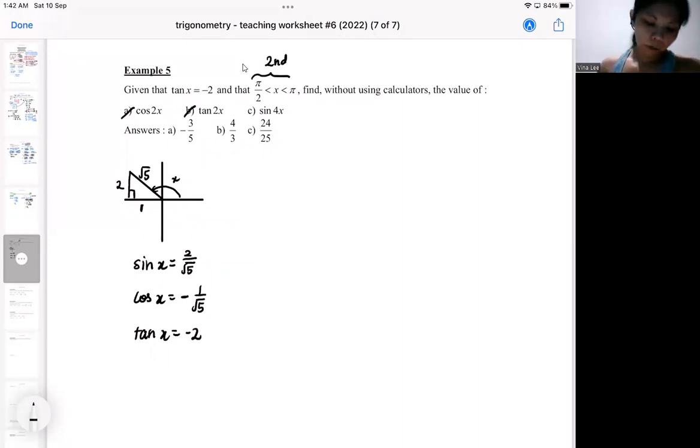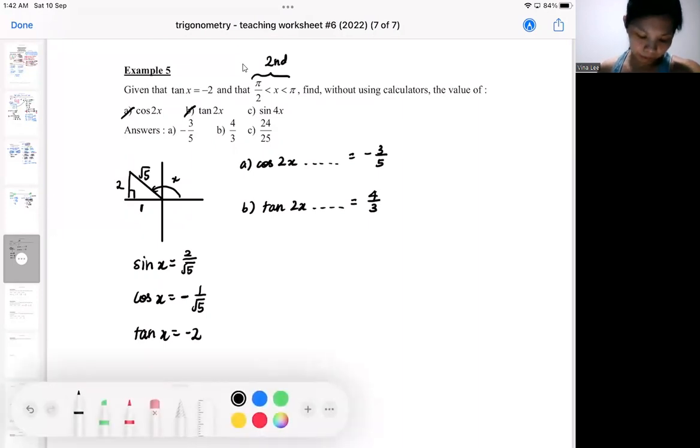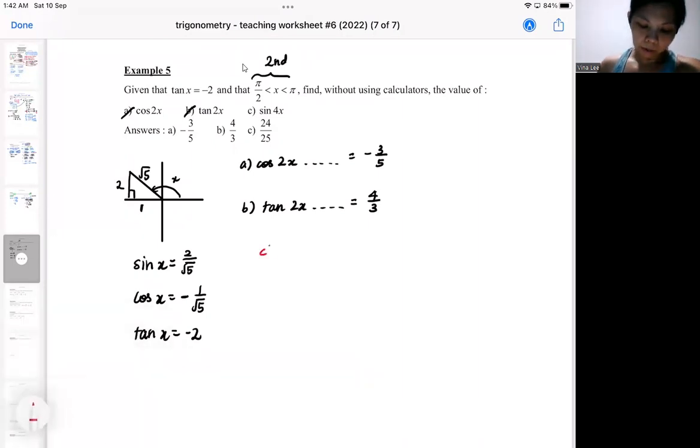So go ahead and try to find your cos 2x. You can choose whichever formula you like. Tangent shouldn't be an issue as well. It's just putting in. So you give it a try. So the issue will be the sine 4x. So what will be the formula for sine 4x?